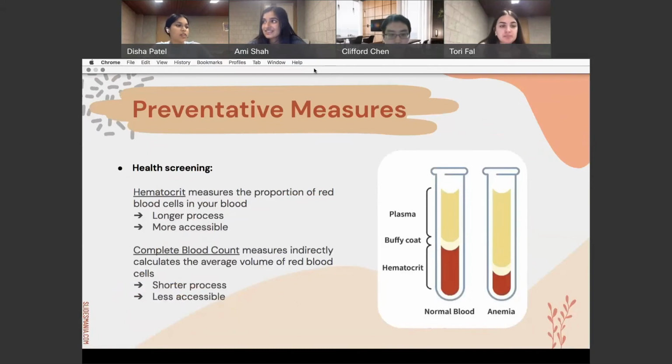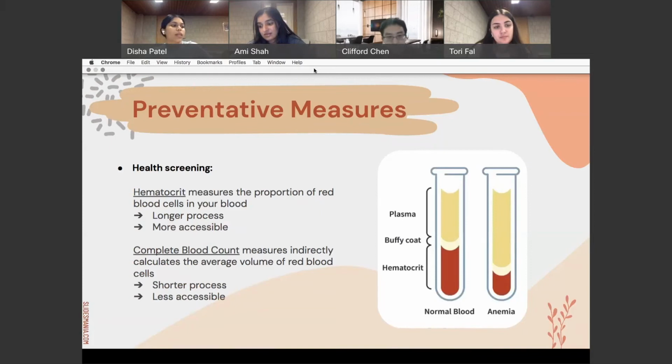Receiving a health screening to know your red blood cell count is considered good practice. This can be done through hematocrit measurement, which shows the proportion of red blood cells in one's blood. Blood is collected in a narrow tube and centrifuged to separate three main layers: red blood cells, white blood cells, and platelets. A technician manually measures the layers and determines the ratio of red blood cells. This generally takes longer because of the manual process, and this type of test is more accessible due to the lack of requirement of intricate resources.